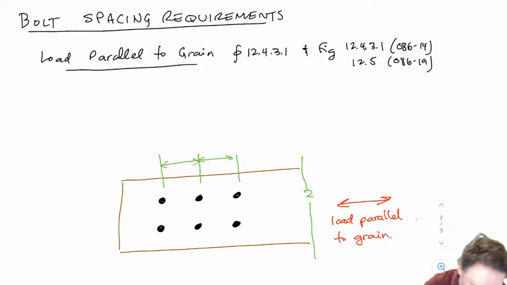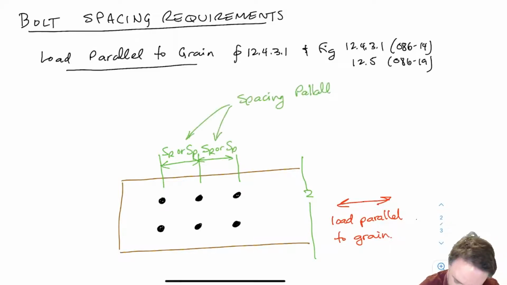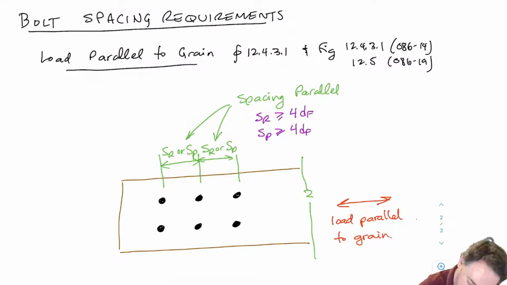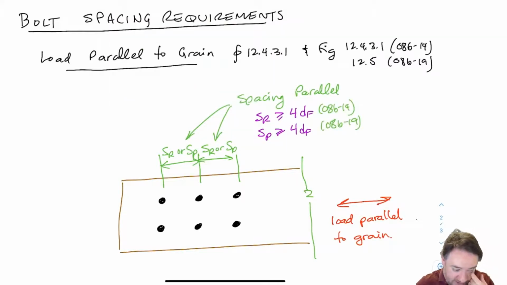Okay, and this one in 08614 is called SR for the within row spacing, or in 08619 it's called SP, which is spacing parallel to grain. So SR or SP. You notice that the requirement hasn't changed. It's still 4 times the bolt diameter that is the required spacing parallel to grain, but what the parameter is labeled has changed. Okay, so that's row spacing.